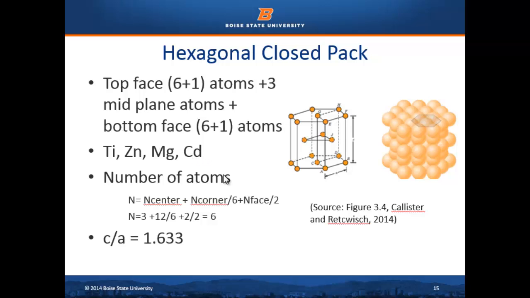Let's calculate the number of atoms in HCP. HCP has 3 center atoms. It also has 1/6 of an atom on its 6 corners up and 6 corners down. Also, it has half of an atom on the upper and lower faces. Therefore, total atoms are 3 plus 12/6 plus 2/2, which equals 6 atoms per unit cell. HCP does not have an APF, but has a c/a ratio, which is mostly 1.633.